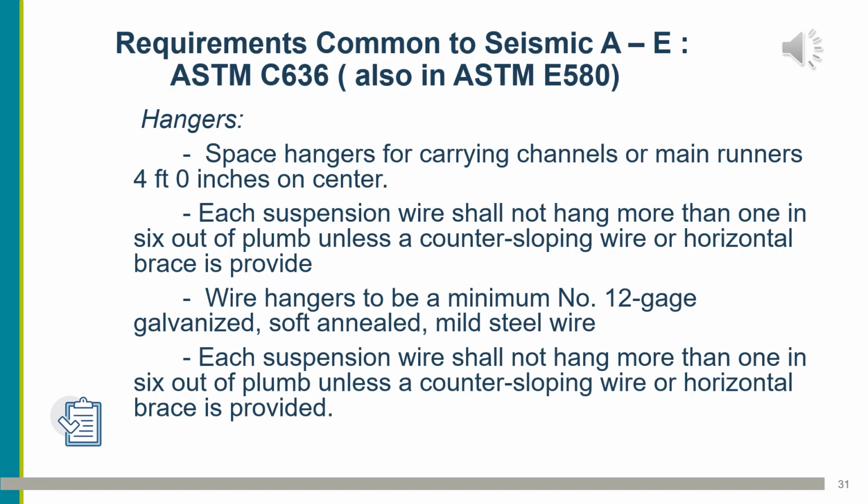We have seen what around my part of the country we call baling wire used, and that's not acceptable. Each suspension wire shall not hang more than 1 in 6 out of plumb, again, as we said, and this is the case whenever you have some kind of interference like ductwork.